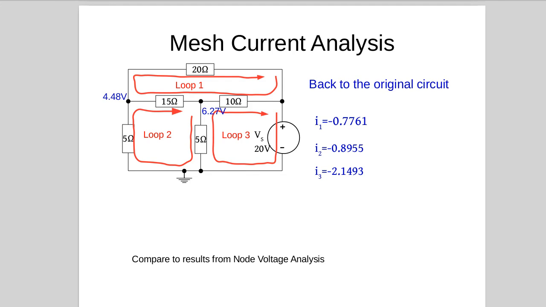So the voltages that we calculated using mesh current analysis are the same voltages as we calculated with node voltage analysis. So these two methods give us the same solutions.